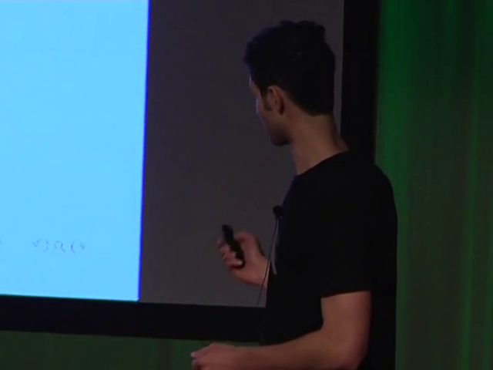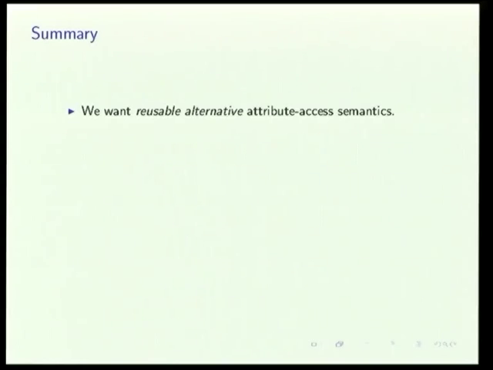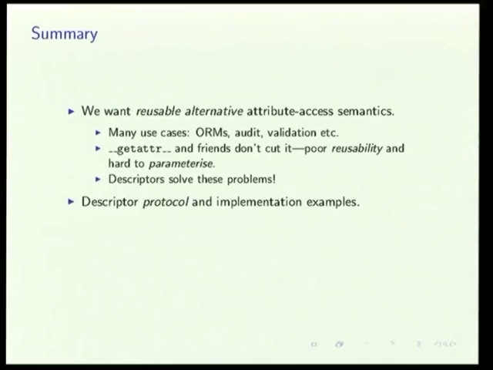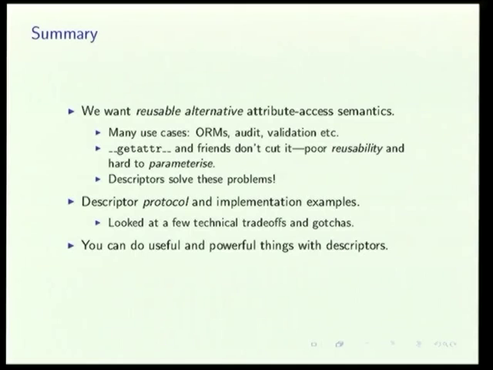So what have we seen? We've seen that we want reusable alternative attribute access behaviours. And there are many use cases for those: ORMs, audit, validation, etc. That getattr and friends don't cut it, but that descriptors can solve these problems. We've seen the descriptor protocol and some implementation examples and some examples of how to use descriptors. We've looked at a few technical trade-offs and gotchas, and hopefully with the Elk example, I've shown you that you can do some useful and powerful things with descriptors, especially when you combine them with metaclasses, but make sure that your use case justifies the complexity. But go learn about metaclasses. They're really cool.